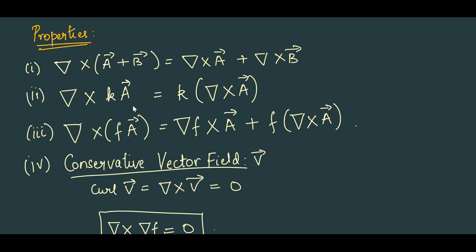Okay, so this is the cross product. The curl of A plus B is curl of A plus curl of B. Curl of a scalar constant times a vector is k times the curl of vector A.